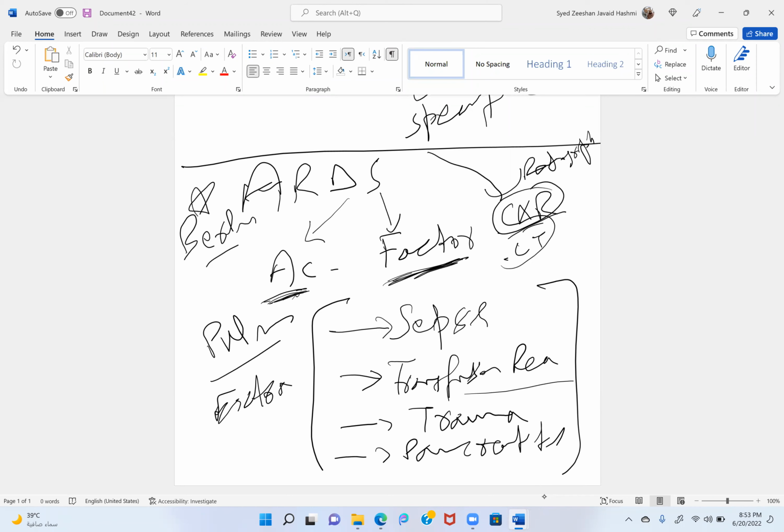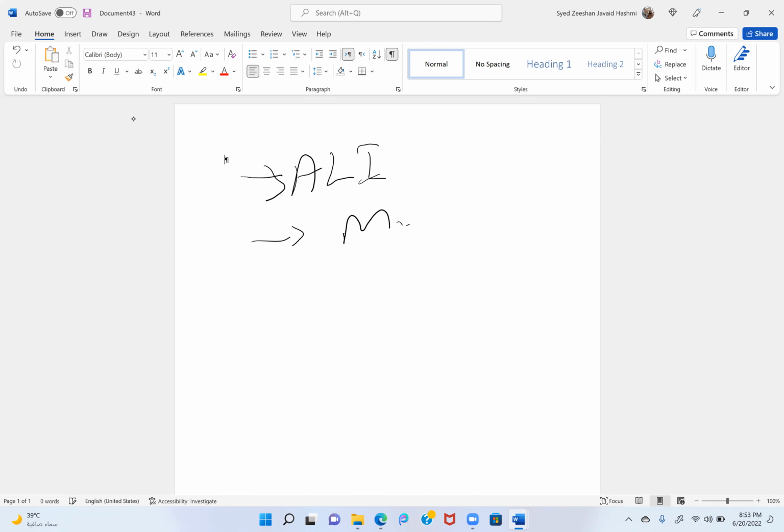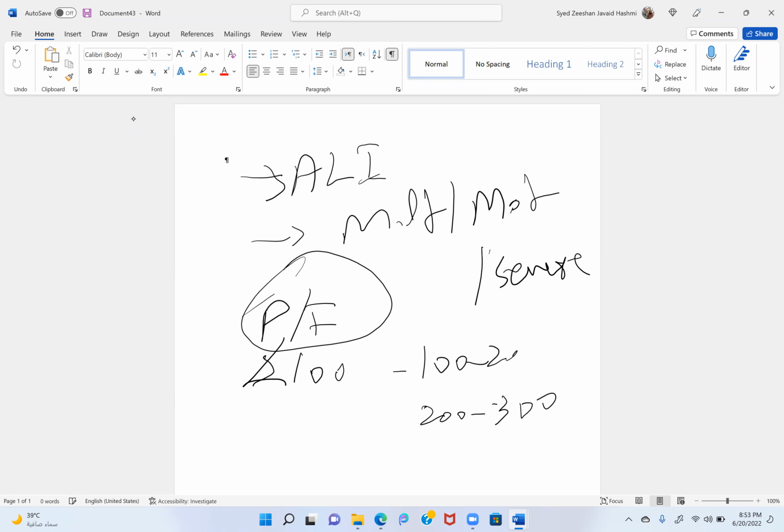So how will you assess the severity? Because there was a concept of ALI before, acute lung injury, and now it is changed to mild, moderate and severe ARDS. So on the basis of PF ratio: less than 100, 100 to 200, and 200 to 300. So PF ratio you should be knowing. They can ask you to calculate.